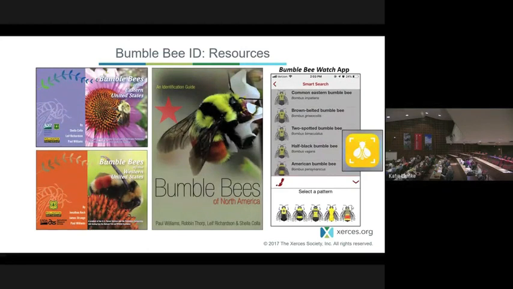We have this wonderful book here. I saw a few of you have. If you want to look at it, I have it up front. There are 2 PDF guides that are online and both free. These have good images in there. And then there's also the Bumble Bee Watch app that you can use when you're in the field.